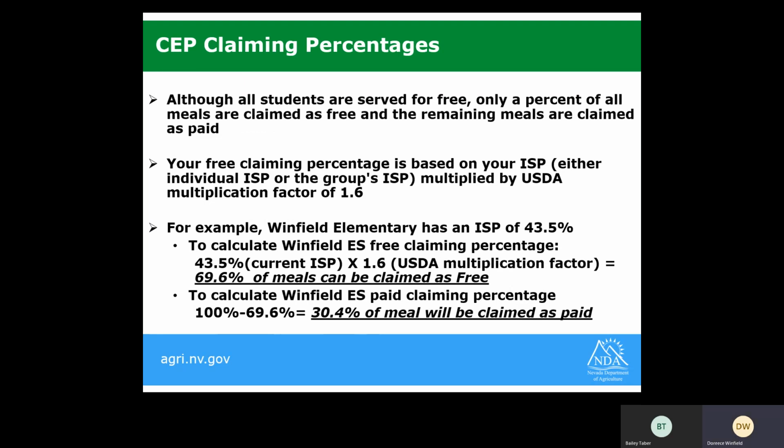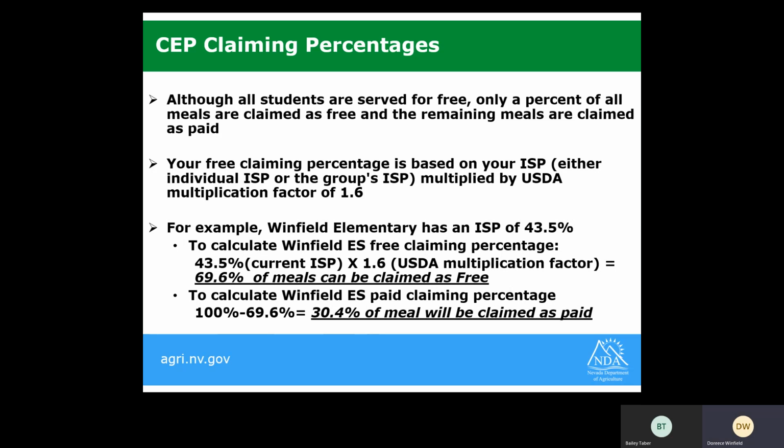Okay, CEP claiming percentages. Although all students are served for free, only a percentage of all meals are claimed as free, and the remaining meals are claimed as paid. Your free claiming percentage is based on your ISP, either individual ISP or the group's ISP, multiplied by the USDA multiplication factor of 1.6. For example, Winfield Elementary has an ISP of 43.5%.